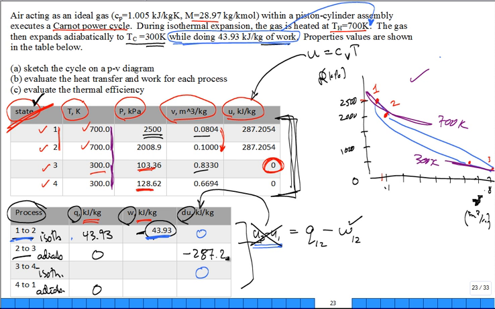All right. How about the work? Write the first law down for the process 2 to 3. U3 minus U2 is equal to Q 2 to 3 minus work 2 to 3. That was 0. So is it a positive or a negative value? Positive 287.2. Right. All right. Now the isothermal is a little more challenging.